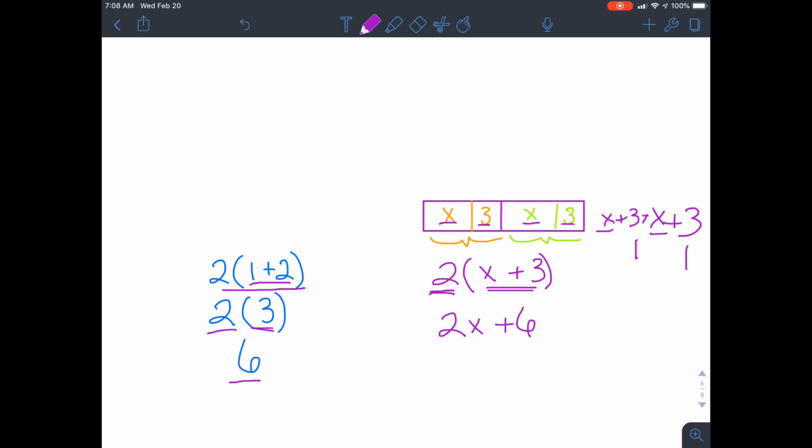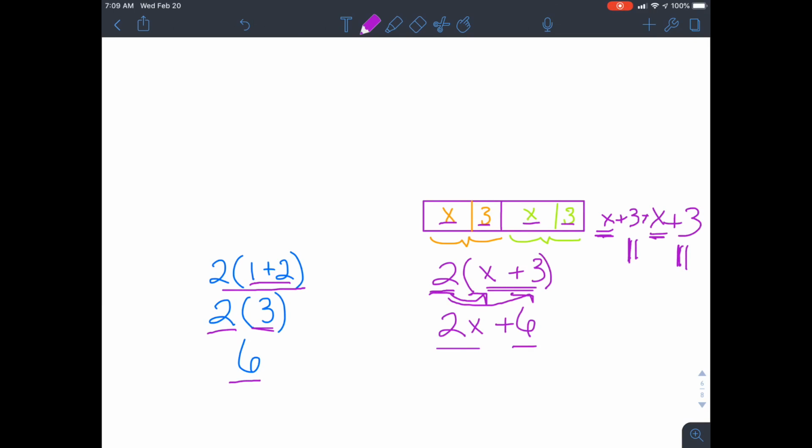We have two different x's. We can say, well, I'm just going to multiply the 2 times x to find out how many x's I have, and that is 2x. And then I'm going to multiply that 2 times 3, and that will give me 6. You can see it back up here with this other model. Here's an x and here's an x. There are 2 x's. Here's a 3, here's a 3. There are 2 3's. I combine those.